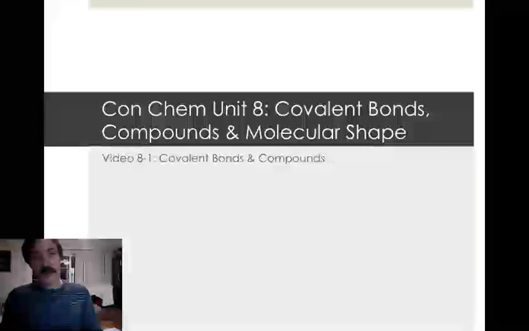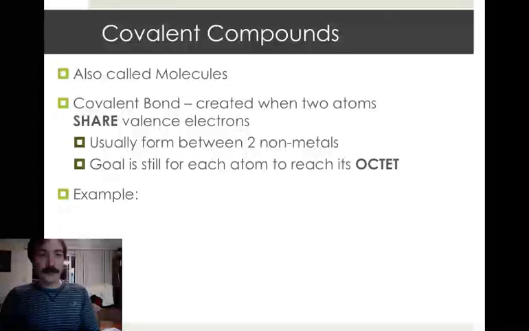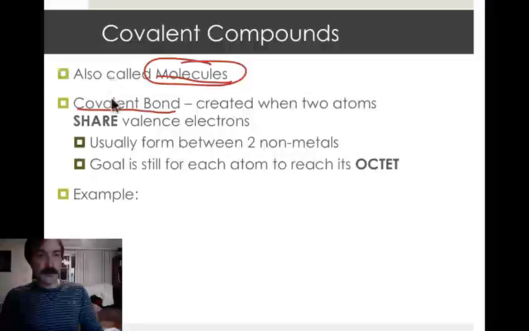So this is video 8-1, and we're going to add our third type of bond. We've talked about ionic bonds, we've talked about metallic bonds, now we're going to talk about covalent bonds. As you saw today in class, covalent compounds are also known as molecules. Basically any sort of compound, meaning combination of atoms using bonds, that uses a covalent bond is referred to as a molecule.